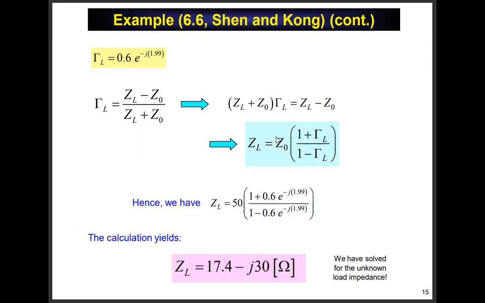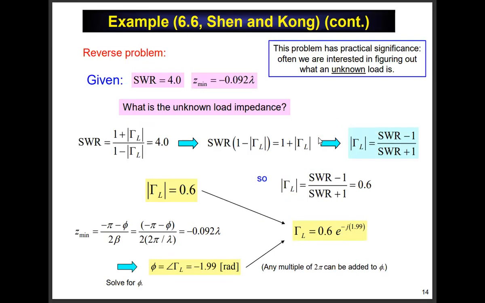The unknown load comes from the unknown gamma L. To get the unknown gamma L, you need its magnitude and its phase. It's a complex number. The magnitude comes from knowing the SWR, and the phase of gamma L comes from the information about the Z minimum. Or in a different problem, maybe Z max would have been given. In the notes, we have a formula for where Z min is and also where Z max is, right? The difference is that for Z max, instead of negative pi, this would have been negative 2 pi. But it's the same kind of approach, and again, any multiple of 2 pi could be added here.